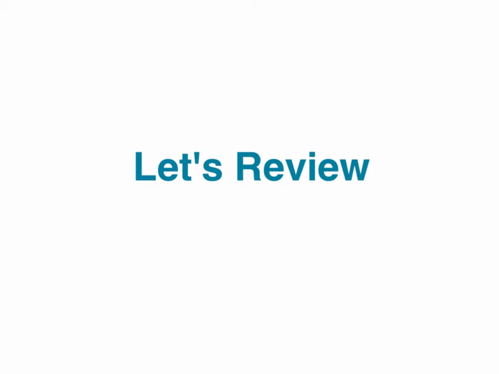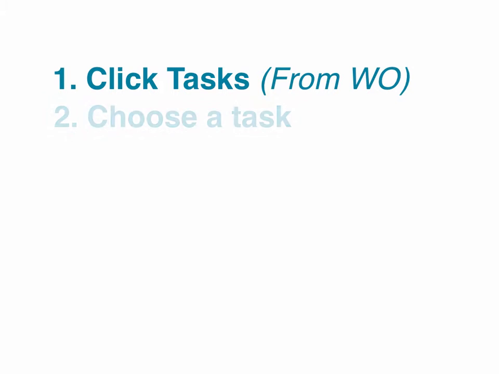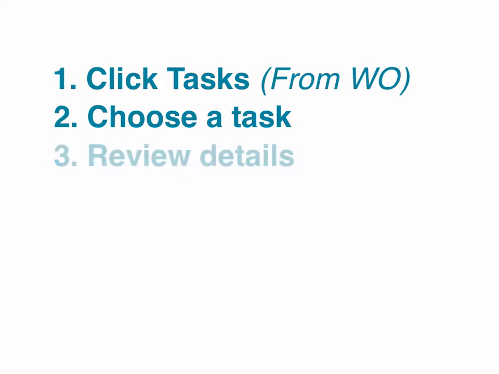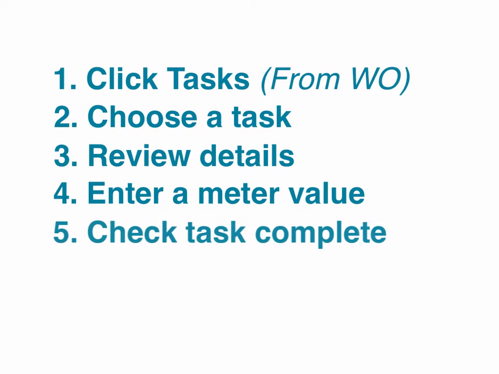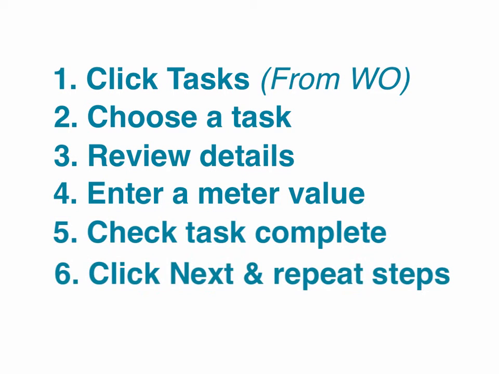So let's review. From the work order, you're going to click on Tasks. There'll be a bunch of tasks in there. You want to start at the top and choose one. Then review the details, enter a meter value, check Task Complete, click Next and repeat the steps for other tasks, and save. From here, just like all work orders, you're going to put in a work log entry and then change the status to complete.